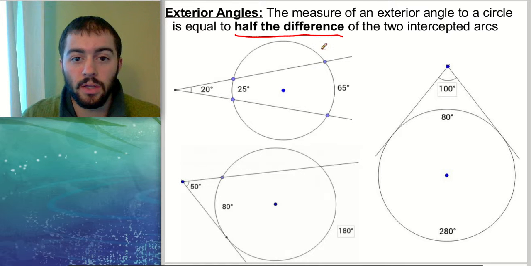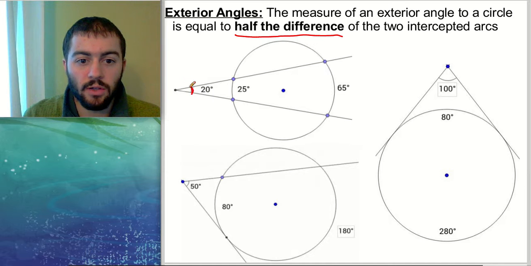All right, so we can look at this here. We'll break this down a bit. So this is our exterior angle here. It's exterior, it's outside the circle if we're looking at this piece of the angle here.